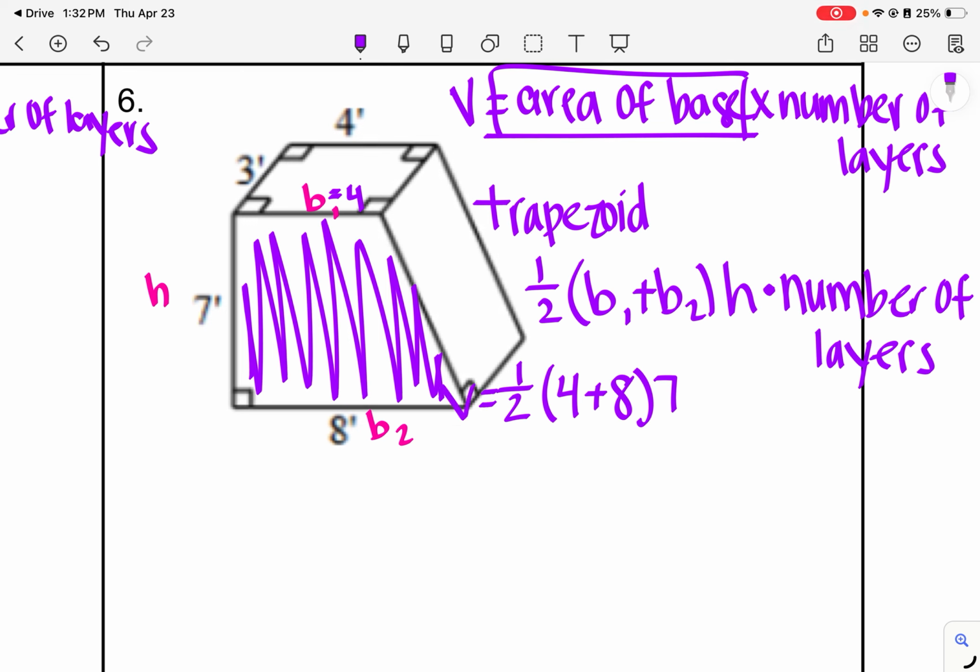And then the number of layers. So if we're layering front to back, we're thinking about how do I get from the front to back? So how do I go this way? 3 represents going from the front to the back, that distance going there. So that's 3. Make sure you type everything in, including the parentheses, into your calculator, and you should be getting 126 feet cubed.